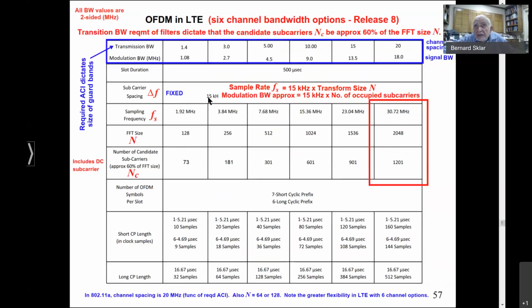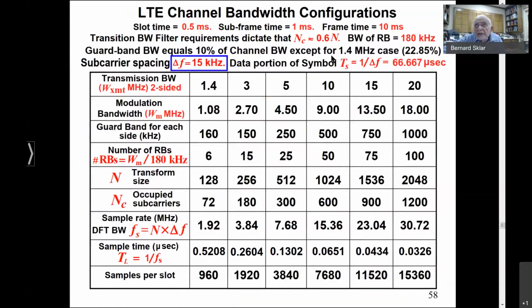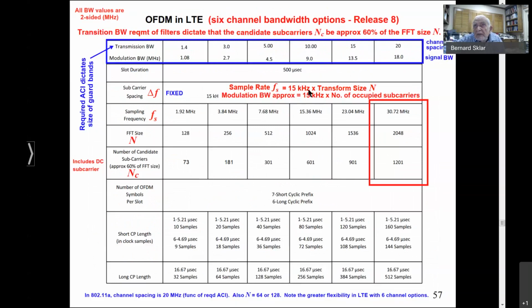Now, what is the sampling rate? Remember what the formula is for the sampling rate. The sampling rate is 15 kilohertz times the transform size. Essentially, that's delta F times N. Remember, that's on my laminated wallet sheet. None of these important relationships are missing from that little sheet.